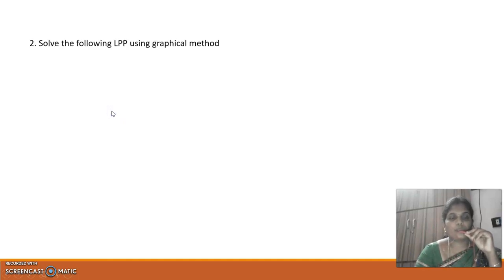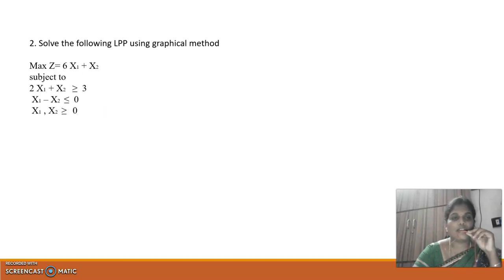So, read the problem. Solve the following LPP using graphical method. The objective function is maximize z equal to 6x1 plus x2 subject to the constraints 2x1 plus x2 greater than or equal to 3, x1 minus x2 less than or equal to 0, and finally the non-negative restriction x1, x2 greater than or equal to 0. And let's see about the solution.